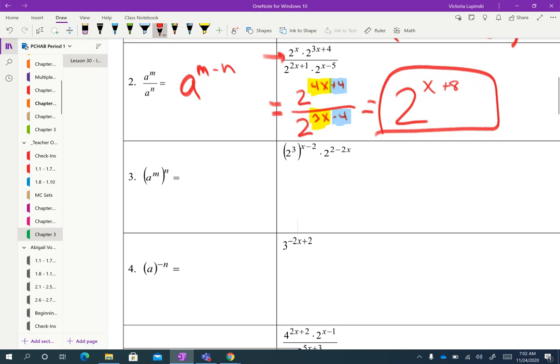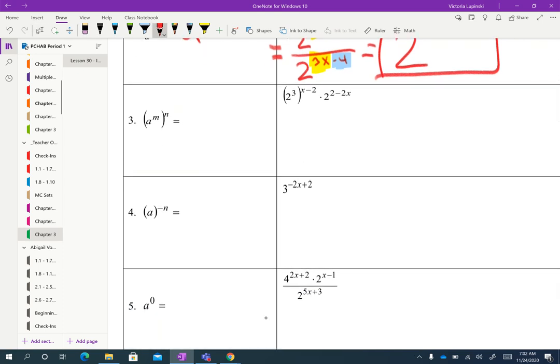Taking a look at rule number 3. So rule number 3, a to the m to the n, you're going to go ahead and multiply those exponents, which is going to give you a to the m times n. So we're going to have to use that property in our example and then use some of the other properties as well. So starting with 2 to the third to the x minus 2, you're going to go ahead and multiply 3 times x minus 2, and don't forget to distribute. So that would be 2 to the 3x minus 6.